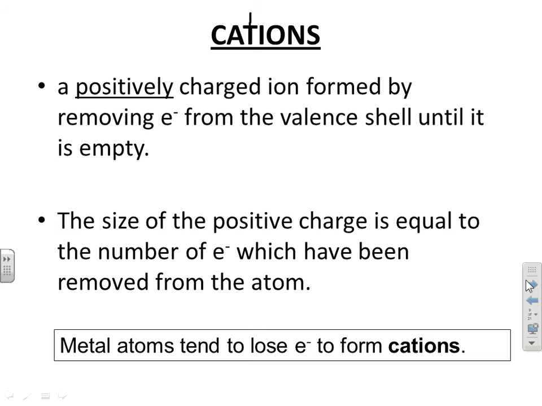A cation is a positively charged ion formed when removing electrons from the valence shell until it is empty. The size of the positive charge is equal to the number of electrons which have been removed. Metals tend to lose electrons to form cations. So our guys on the left, group 1, group 2, group 3, will lose their electrons when it comes to forming a compound. All right?